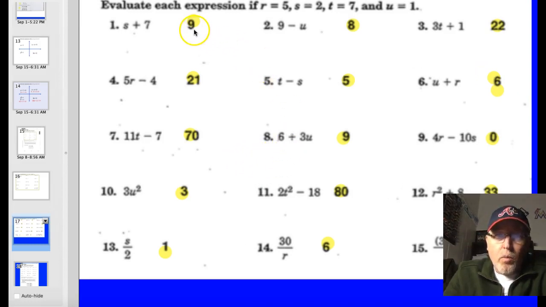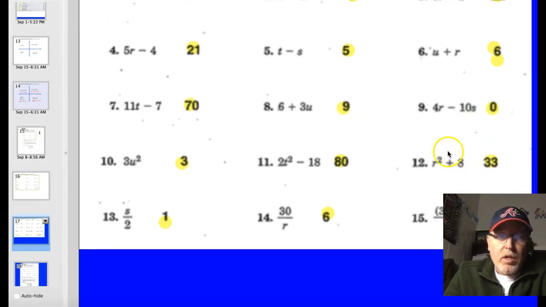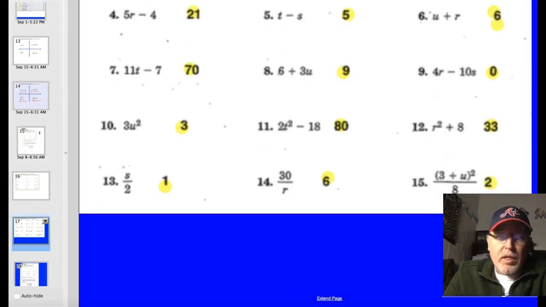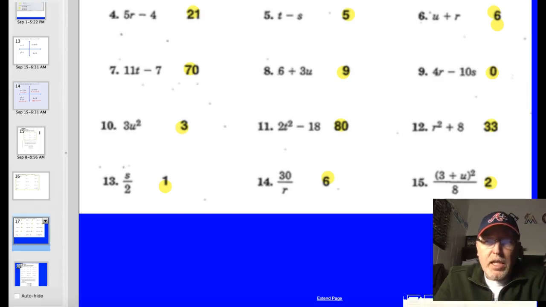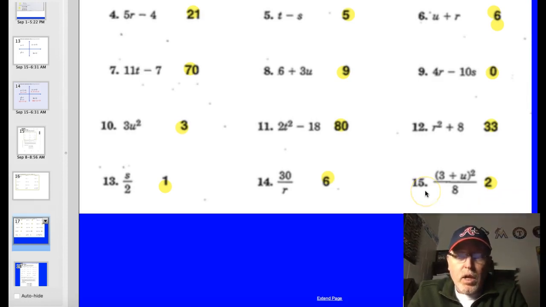Moving across from 1 to 15, you had 9, 8, 22, 21, 5, and 6, 70, 9, and 0, 3, 80, 33, and then down here we had 1, 6, and 2. Alrighty, yeah, kind of difficult. Some of those are a little bit difficult.